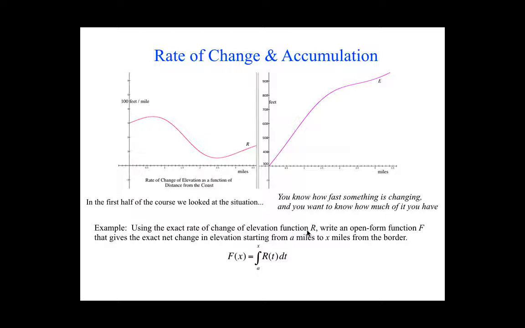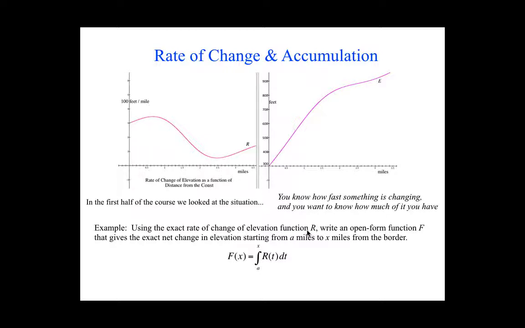So how is f related to that pink graph on the right, which is labeled as e, the actual elevation? What's f if it's not the actual elevation of the road? Yeah, it's the net change. It's the net change since a miles inward.